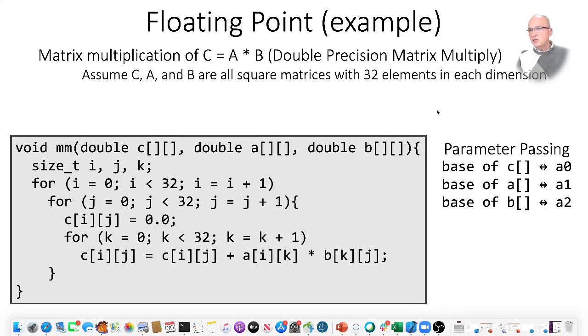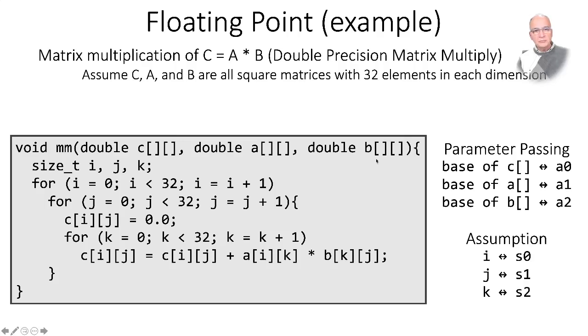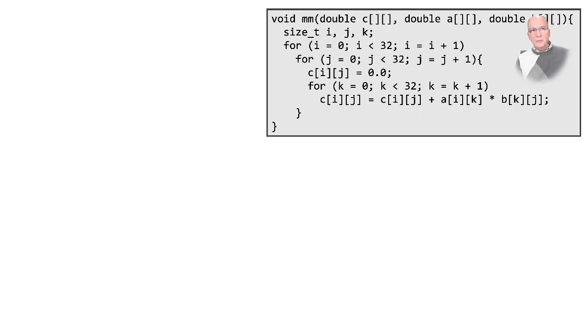So the parameter passing here is that the base of the matrix C is in a0, A is in a1, and B is in a2, as is the convention for passing parameters in RISC-V. The other assumption that I'll make is that my indexes i, j, and k will be in the registers s0, s1, and s2.